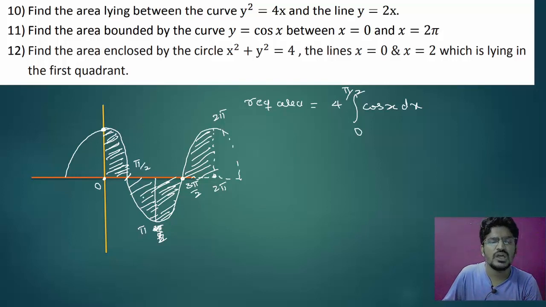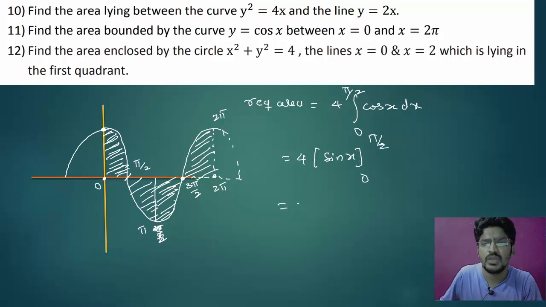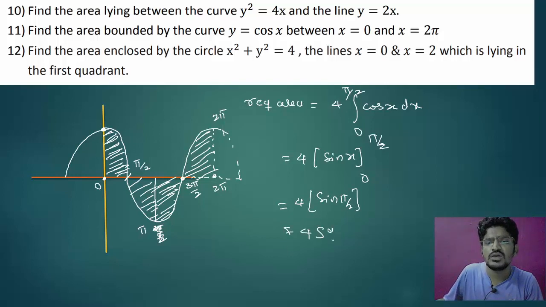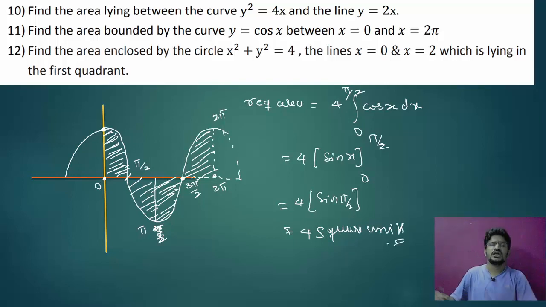Here you have 4 required areas from 0 to pi by 2. Otherwise you can just calculate 0 to 2 pi, then also you may get the right answer. Definitely you will get the right answer. Okay, so 4 times the integration of cos x is sin x, from 0 to pi by 2. So we know that sin 0 is 0, no problem. 4 times sin pi by 2, and sin pi by 2 is 1. So 4 into 1 is 4 square units. 4 square units will be the correct answer.